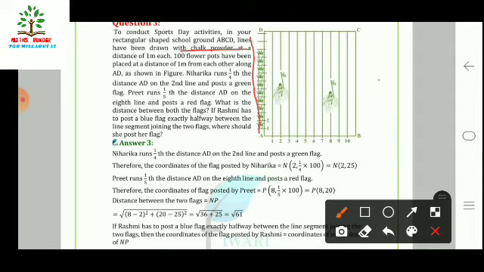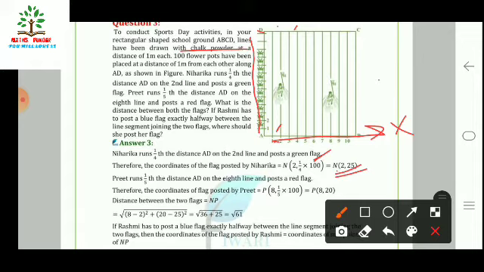Now Niharika runs 1/4 of the distance AD. As you know, the distance is here 100 meters, so 1/4 is equal to 25. So the coordinates of this girl Niharika will be, if we see she is in the second row, and the position on this axis, taken as the y axis, this is the x axis and this is our y axis. So the position of Niharika is 2 comma 25.